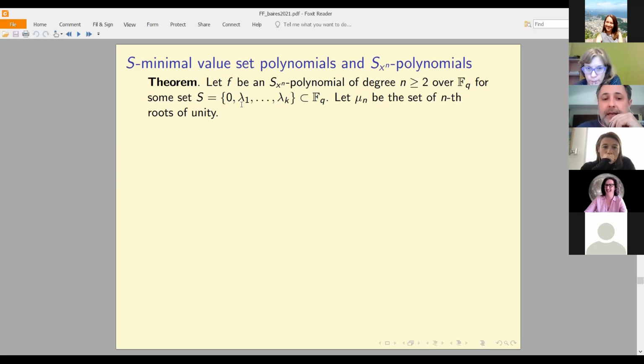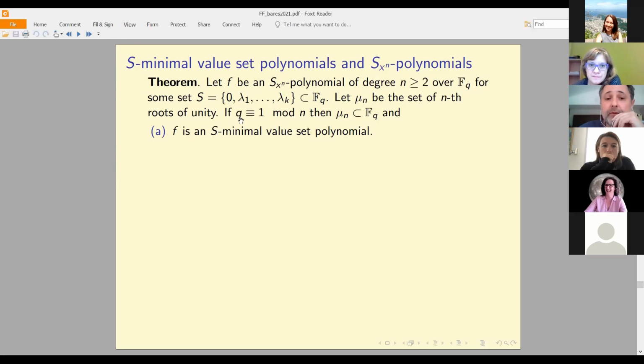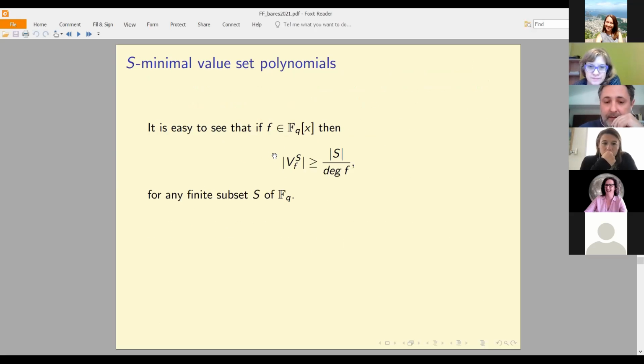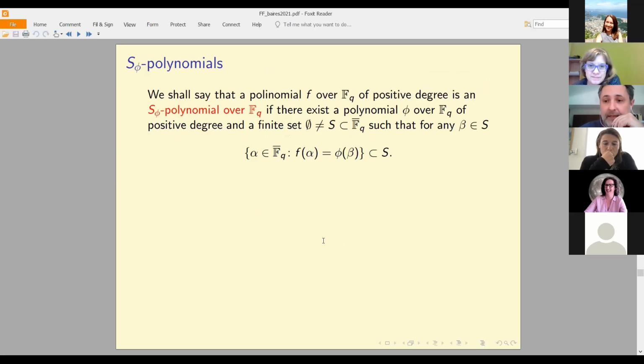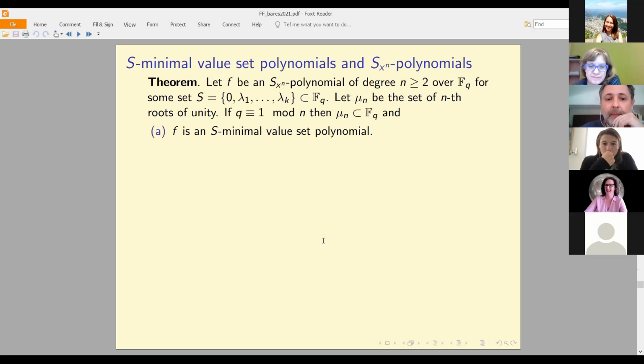Say these lambda 1, ..., lambda k are non-zero elements. And suppose that we take the nth roots of unity, we call them mu_n. If q is congruent to 1 mod n, then this set is a subset of F_q. And this is the first result linking these. If you have an S x-to-the-n polynomial, f has to be an S-minimal value set polynomial. So this f satisfies this equality for that set S. Then you can give a double bound for the size of S.